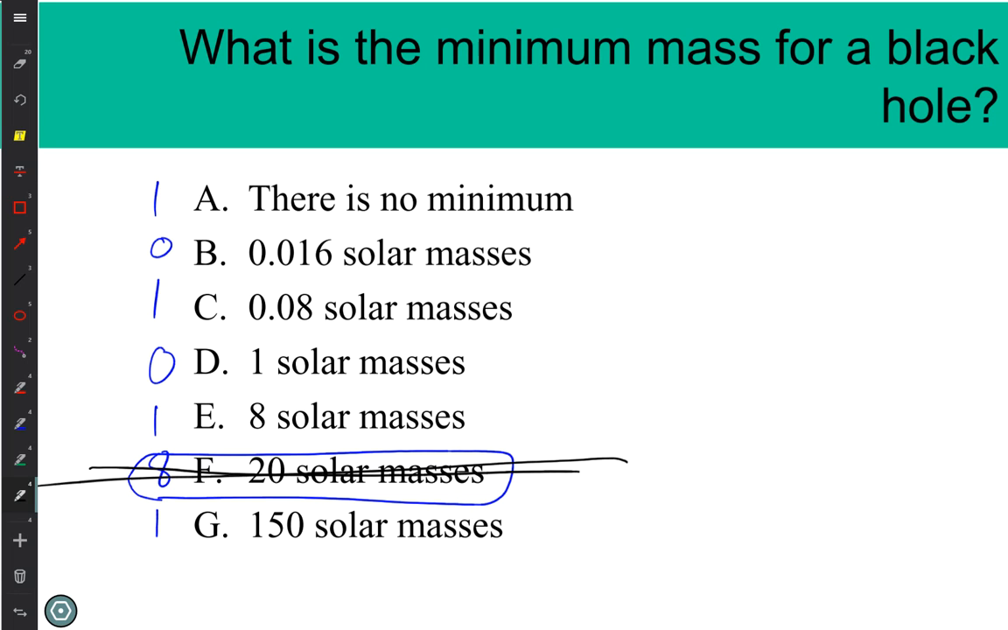Notice the wording. It doesn't say the minimum mass for a star to become a black hole. It says the minimum mass for a black hole. Oh my gosh. There's no minimum. It's not asking for a star. So it was a trick question the whole time. It kind of was. Yeah. It was a trick question.